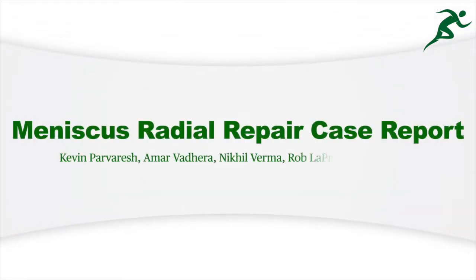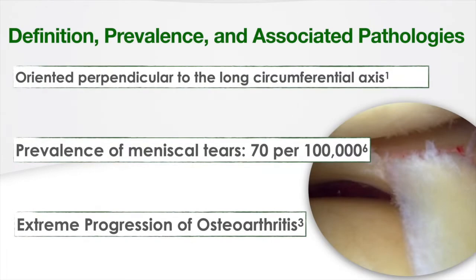This is a surgical technique video demonstrating arthroscopic repair of a complex radial meniscal tear. Radial meniscal tears transect the circumferential fibers, thus disrupting meniscal hoop strength. They have demonstrated rapid progression of arthritis due to loss of meniscal function.